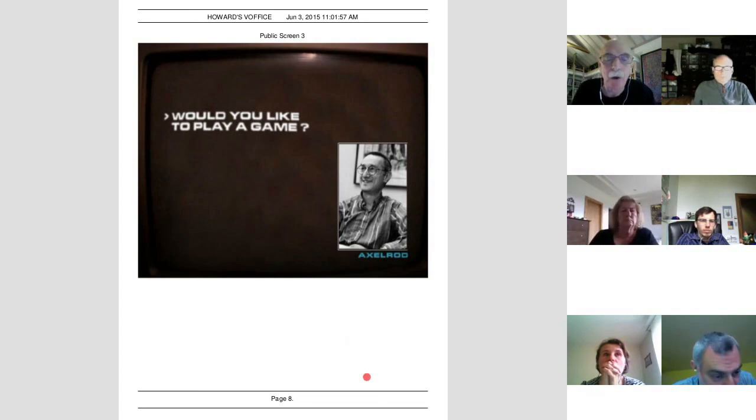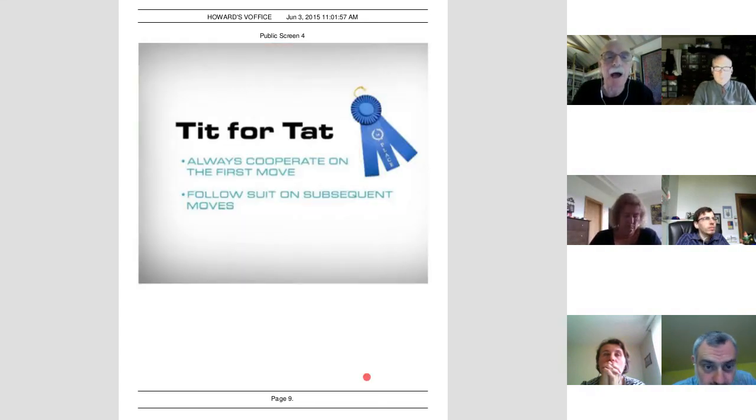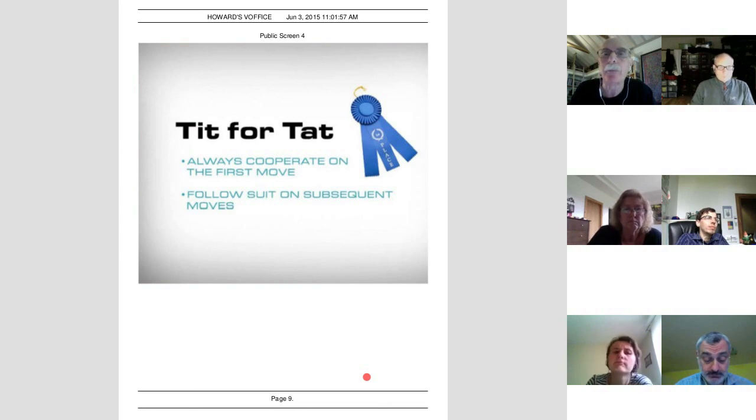And interestingly, one strategy came to dominate, and it's called tit for tat. Very simple, only two aspects to it. Always cooperate on the first move, and then follow suit on subsequent moves. On your next move, do whatever your opponent did on the last move. So if you both cooperate on the first move, you both get the optimum strategy.